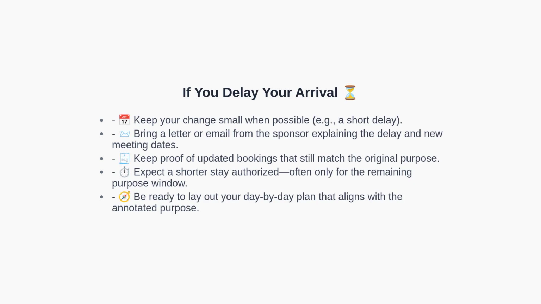Next, let's talk about delayed arrivals. If your visa specifies a defined window, such as December 1st to 8th, and you arrive on the 4th, the officer may authorize your stay for only the remaining days. To mitigate problems, keep delays minimal, and carry documentation from the sponsoring company or partner that explains the delay and updates meeting dates. Also, bring updated proofs that still reflect the original purpose, and be prepared to articulate a day-by-day plan that remains consistent with the annotated scope.